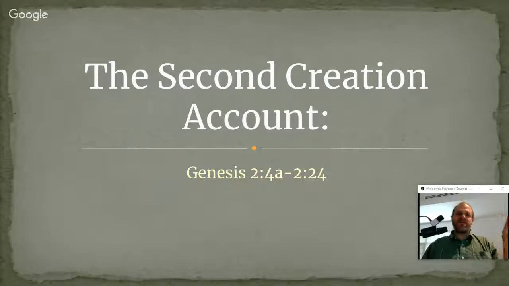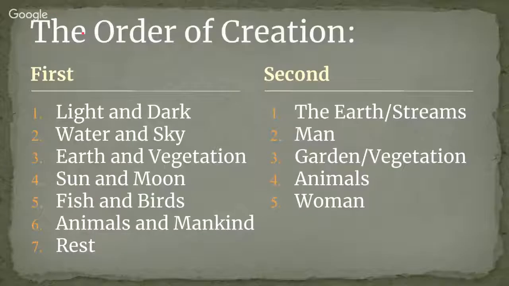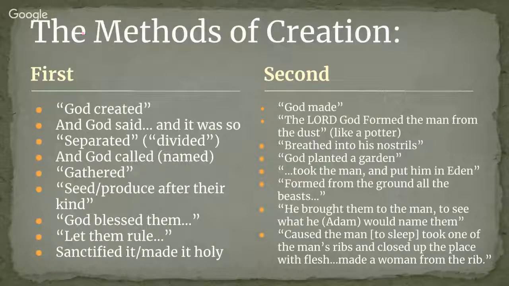So Genesis chapter 2, verse 4, halfway through, is the beginning of the second account. And you'll notice that he creates with different words. So I'll remove my picture here so you can see this. God made, the Lord God formed the man from the dust like a potter. He breathed into his nostrils the breath of life. He planted a garden like a gardener would plant. He took the man and put him in Eden. You can also see him picking him up and sitting him there.